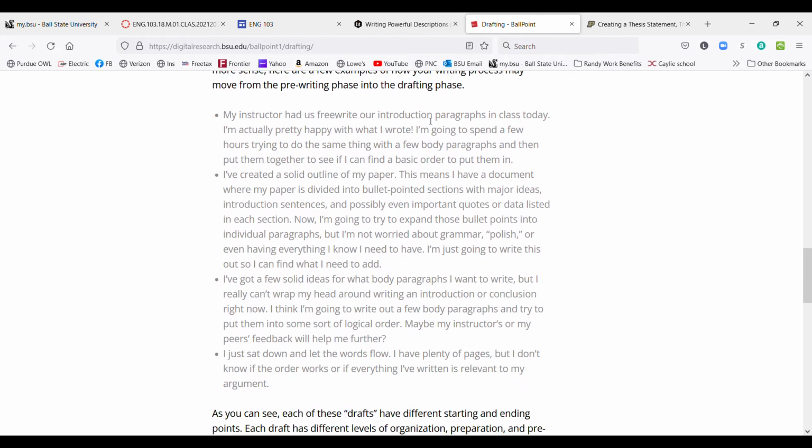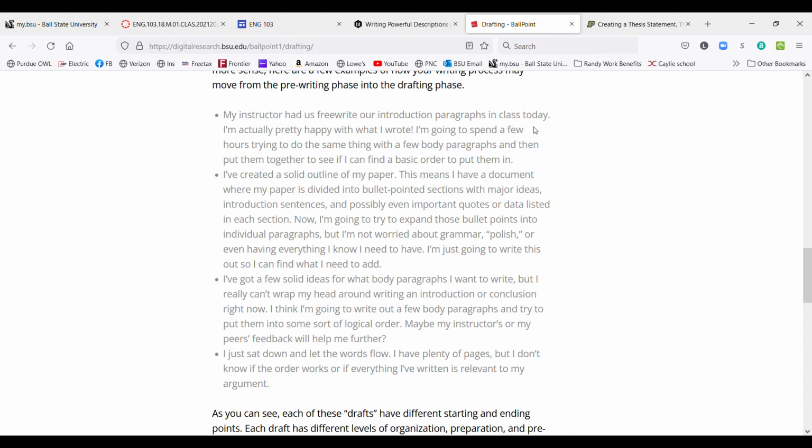Free write, introduction paragraphs in class today. I'm actually pretty happy about what I wrote. Like I said, we will start doing that. Probably next Wednesday, we're going to start on our papers and we're going to start writing, getting our formatting down, and we will probably do that in class, and then maybe writing our introduction paragraphs at least.